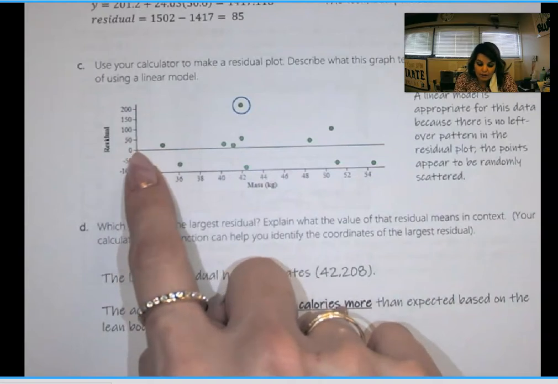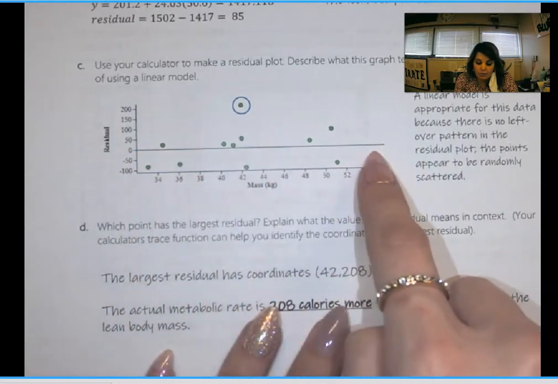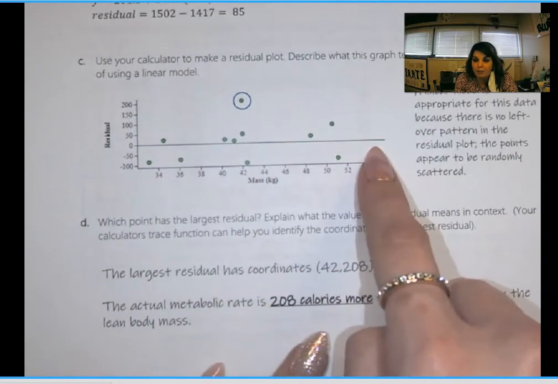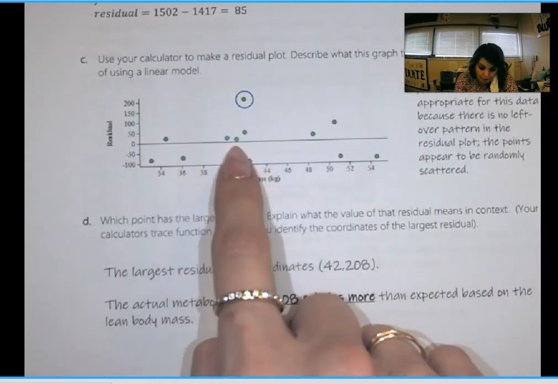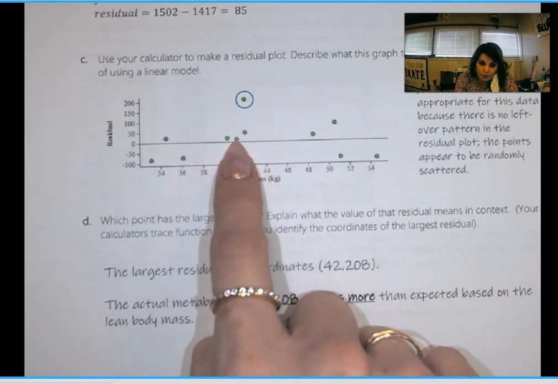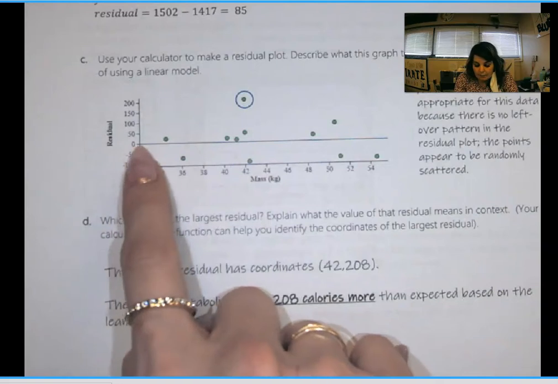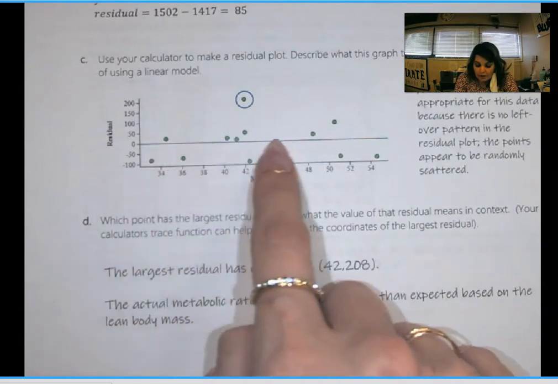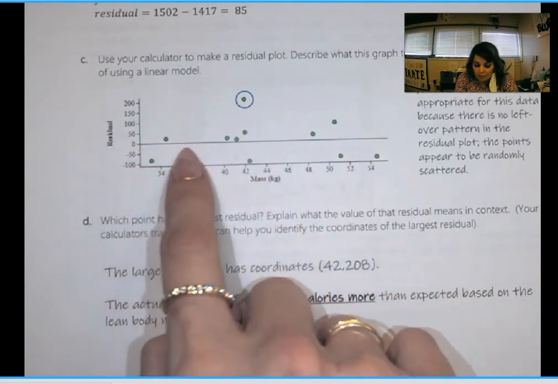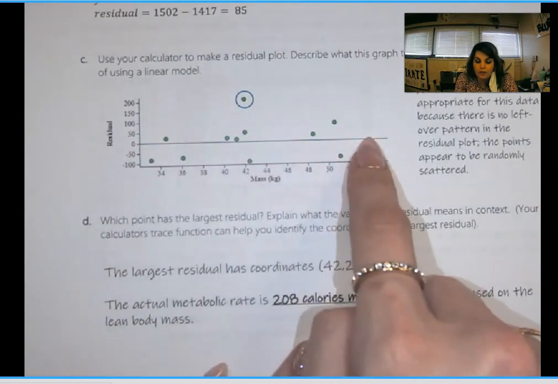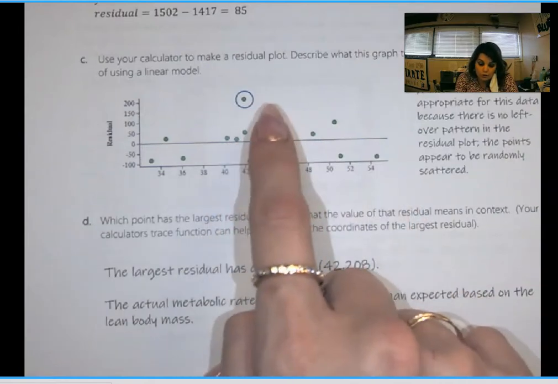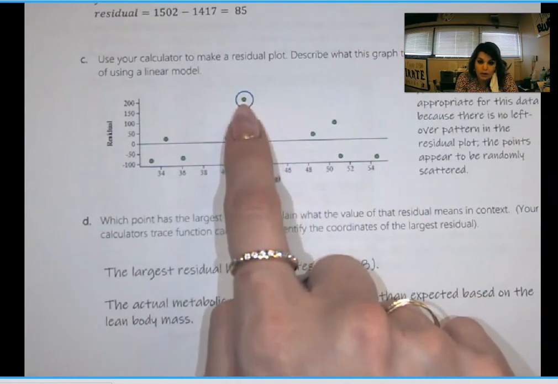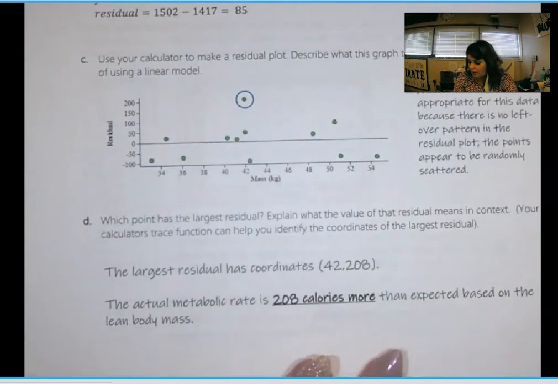So you very rarely have points on 0 because we very rarely have a prediction that's exactly the same as the actual value. We have ones that are real close, like that guy's real close. But whatever point is farthest away from this 0 line is going to be the largest residual. So this one is the farthest away, farther away than any other point.